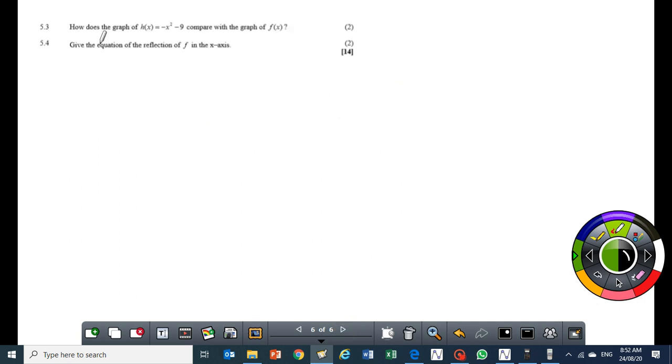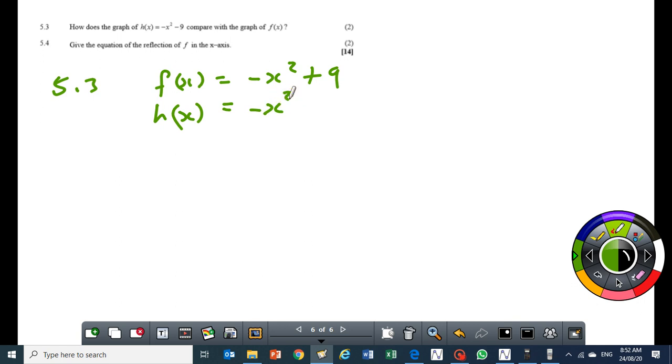Then 5.3, how does the graph of h of x equal to minus x squared minus 9 compare with the graph of f of x? This one is a very simple one. So 5.3, our f of x is equal to minus x squared plus 9. Our h of x is a new function. H of x will be equal to minus x squared minus 9. So how do the two graphs compare? Both of them have this part. It's the same.